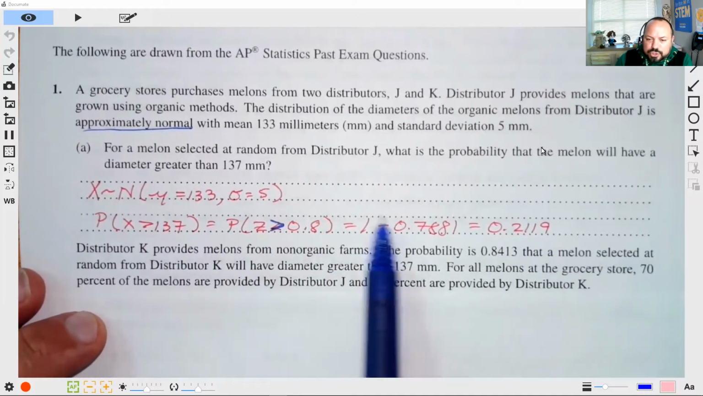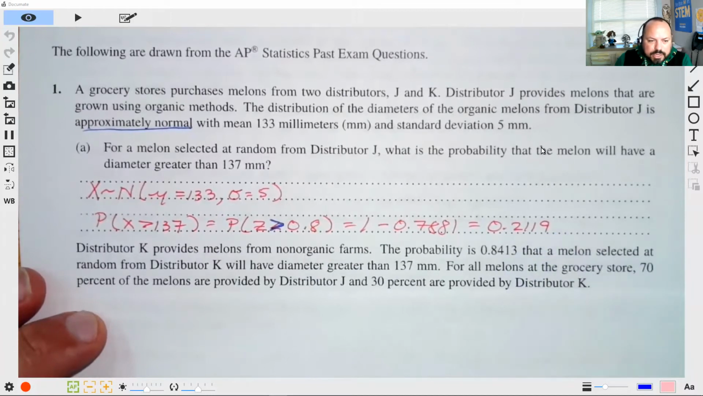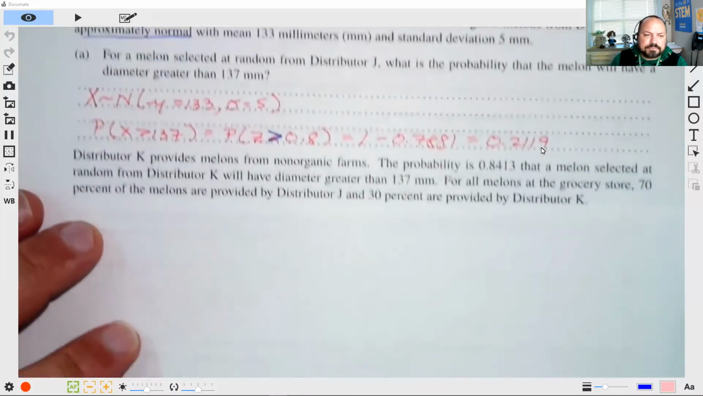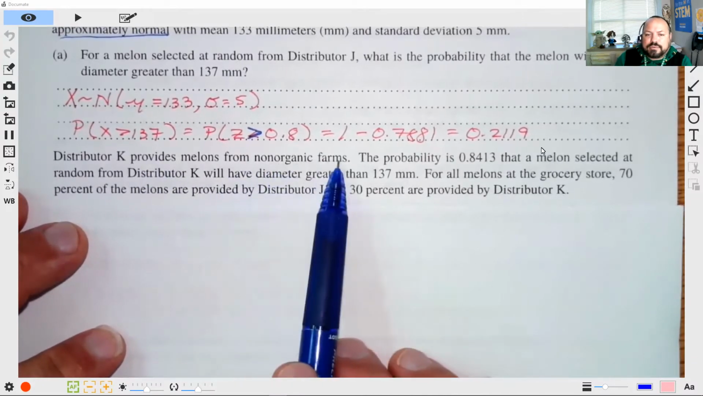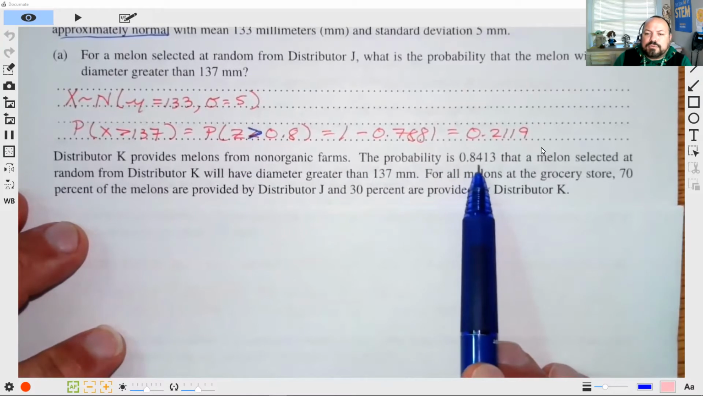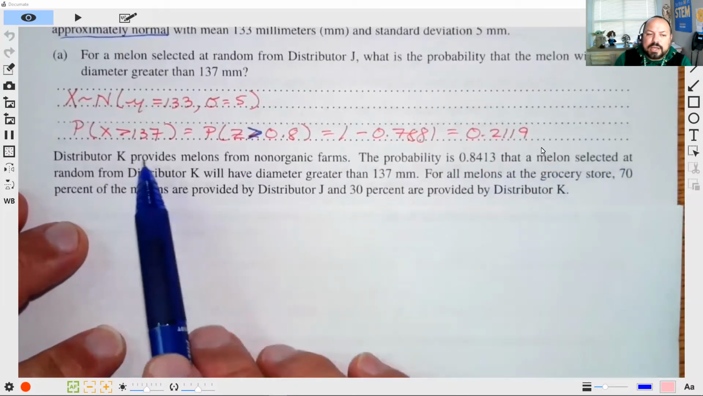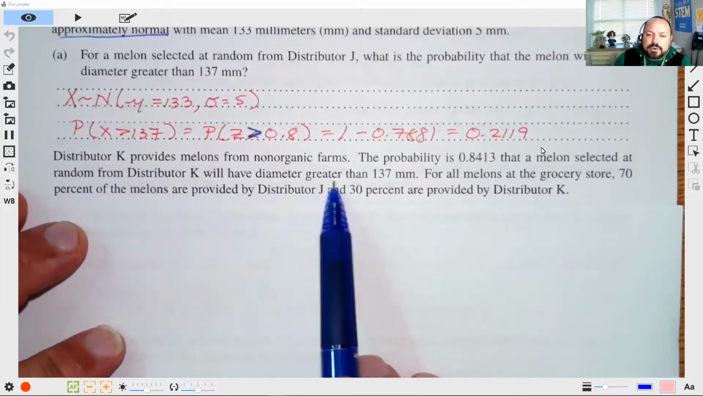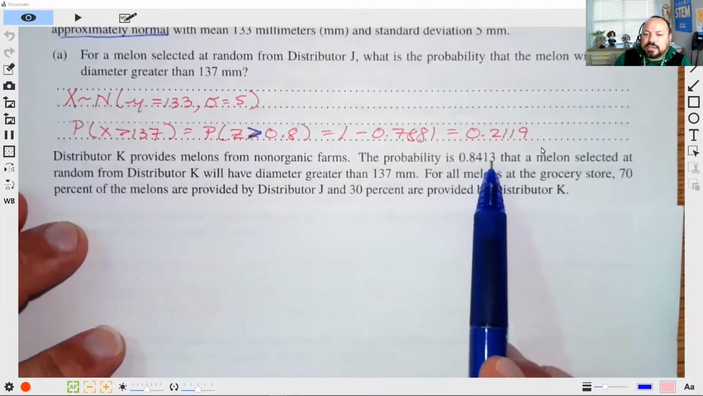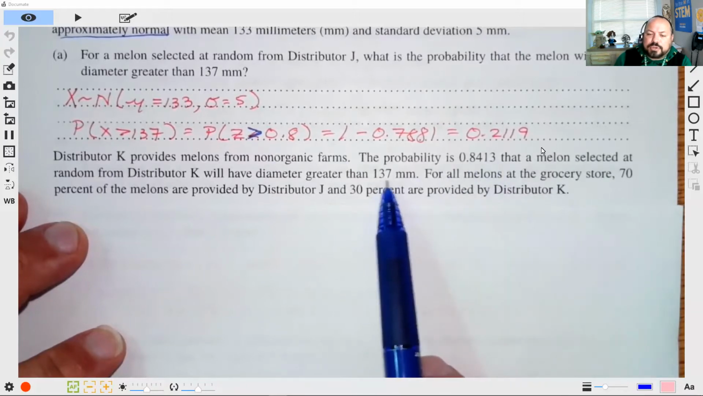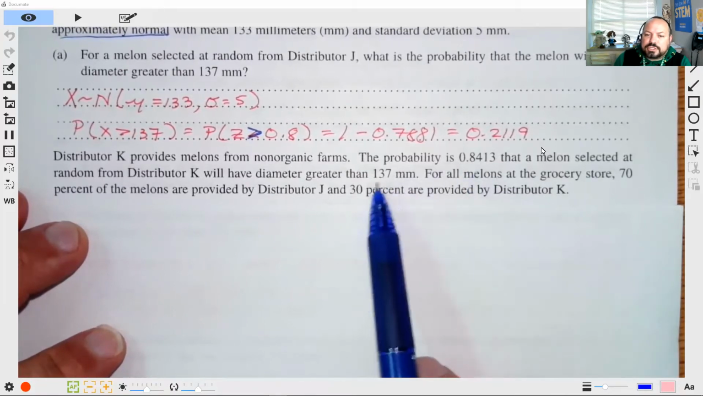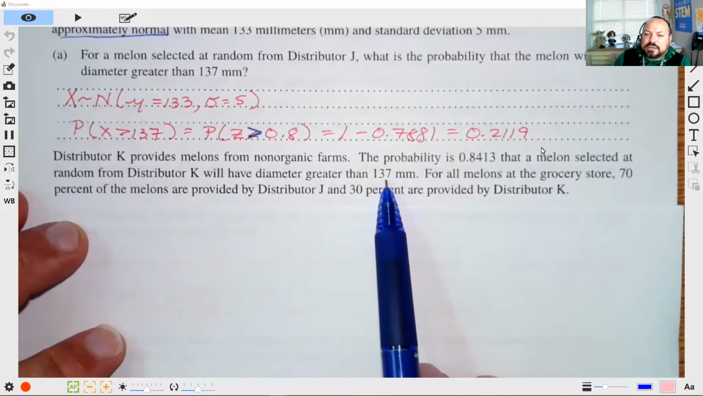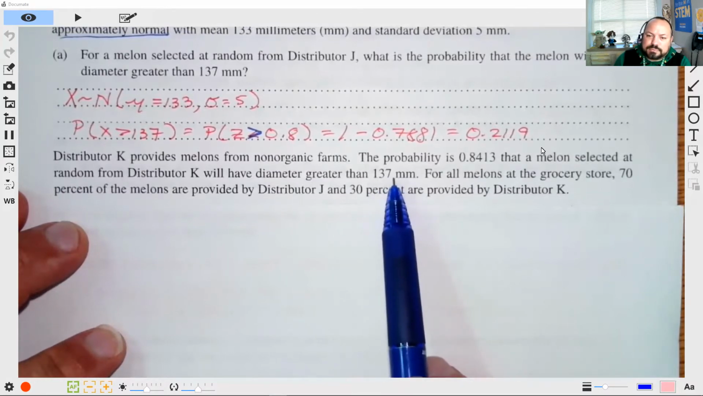We want to make sure that we can write all the information down correctly, and you have a calculator or a formula chart that can help you with that. Now, distributor K provides melons from non-organic farms. The probability is 0.8413 that a melon selected at random from distributor K will have a diameter greater than 137. So very likely that the diameter is going to be greater than 137. In fact, we know for sure, based on this probability, that 137 is less than the mean of the distribution.